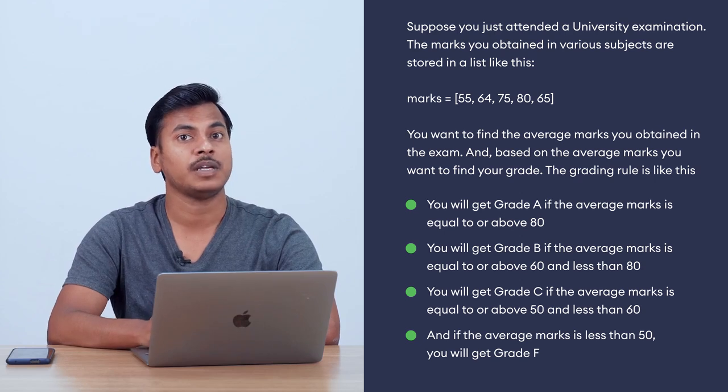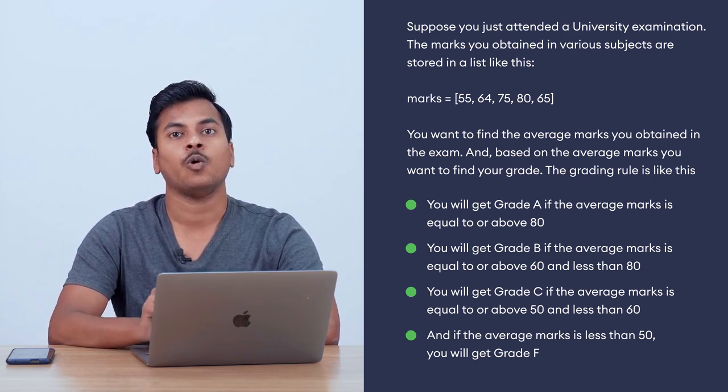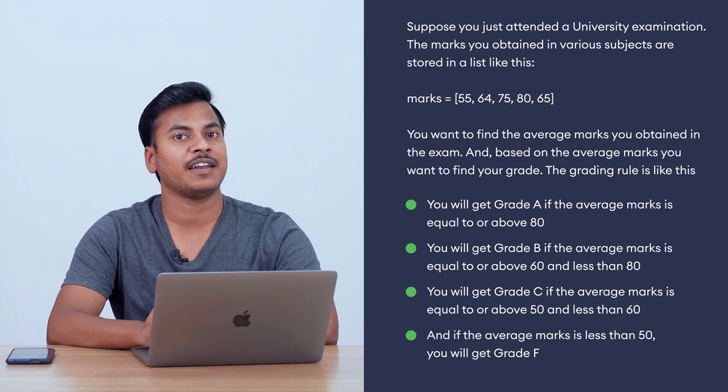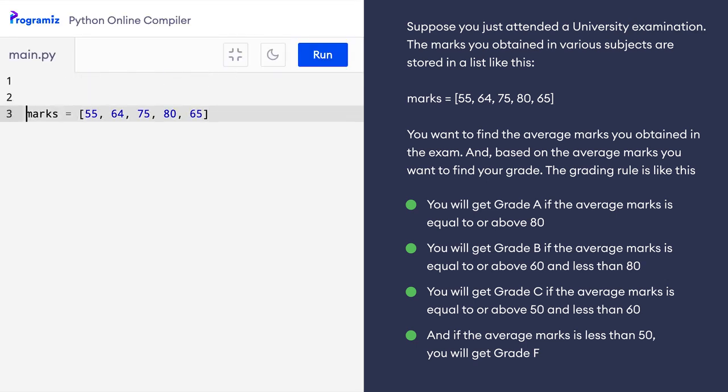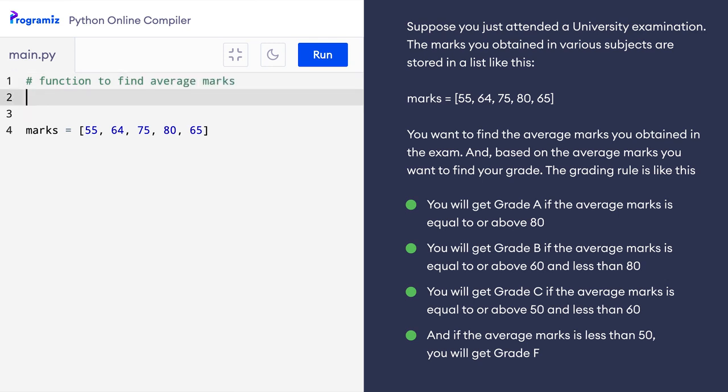To solve this problem, we will create two functions, one to find the average marks and another to compute the grade. So let's get started. I'll start with the function definition, but before that let me add a little comment. I'll say function to find average marks. Now let me define my function as def find_average_marks.